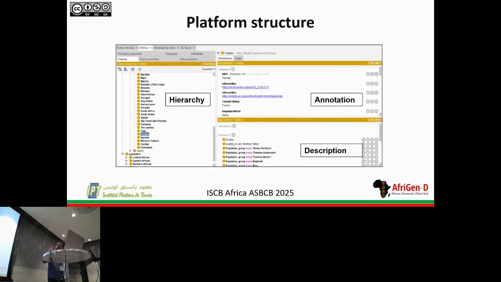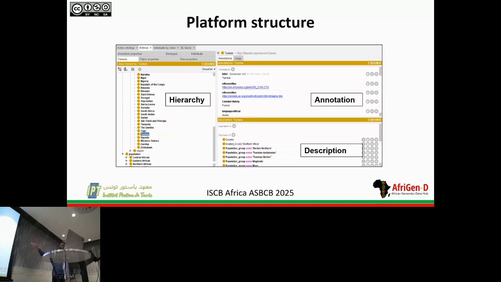So this is the structure of the platform. We have the hierarchy on this side, some kind of structural hierarchy. We have the annotation on this side, and this is the description. The description is the relationship between the terms and the composition of the ontology. And as you may see there, for the annotation, every single piece of information has a resource and a reference on it.